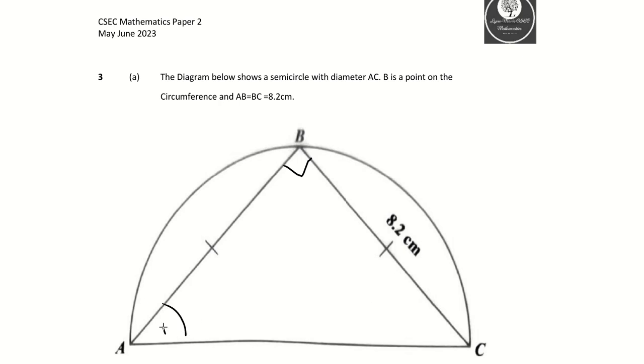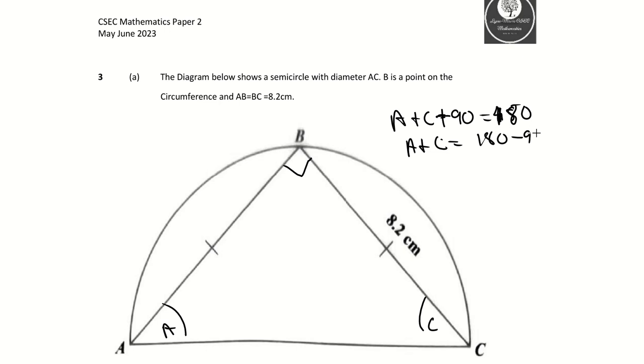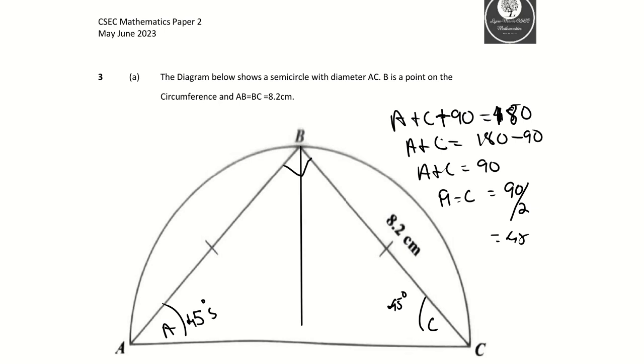So let's call this angle A and let's call this angle C. So A plus C plus 90 is equal to 180. So A plus C would be 180 minus 90. A plus C would be equal to 90. Because A is equal to C, you can just say that that's 90 divided by 2, which is 45. So this is 45 degrees here, and this is 45 degrees here. Right? You're going to take this and you're going to go straight down.